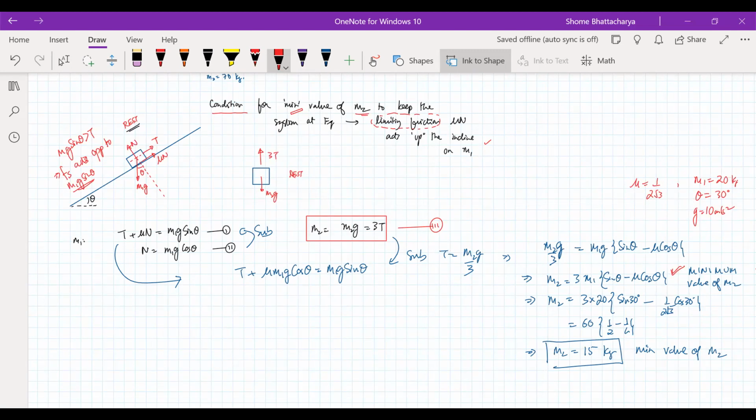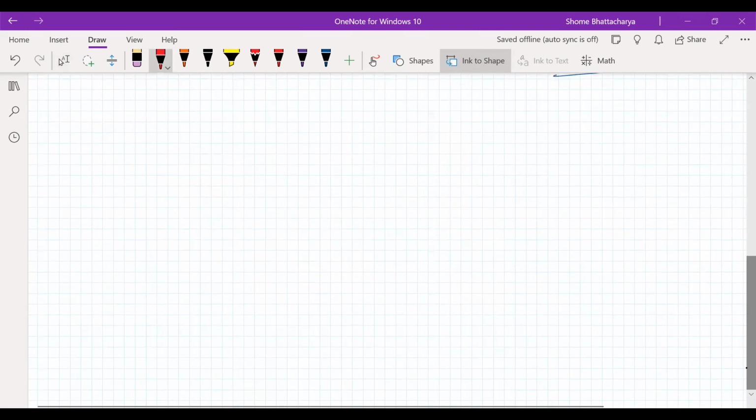Arey, half of 60 is 30 and 1/4 of 60 is 15, beta. Is it clear? Okay, sir, got it. I made a calculation error. Never mind. Thank you, sir. Okay, so let's understand the other one now. So the condition for M2 to be maximum but no slipping is that limiting friction is now acting down the inclined plane.